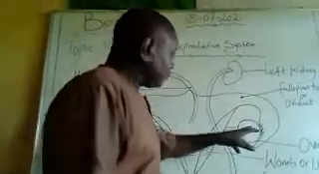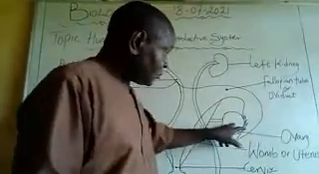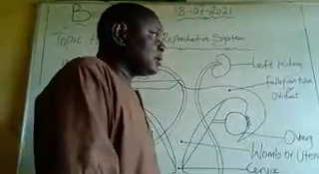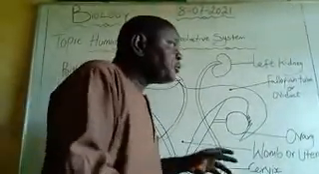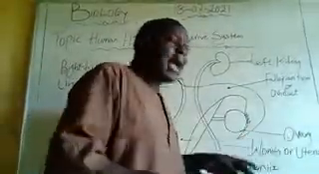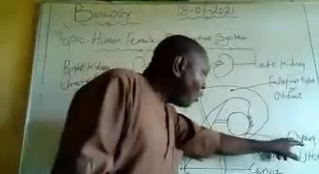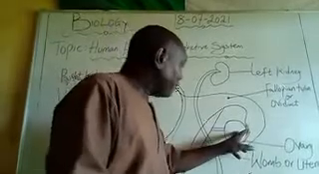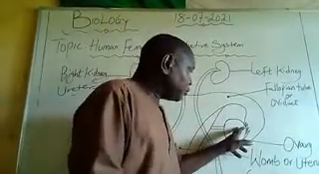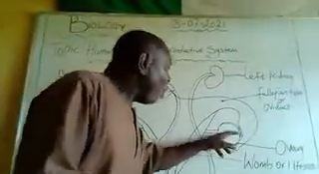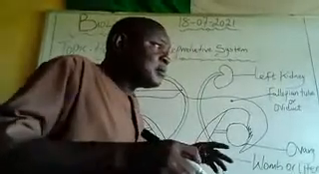As you can see, we have the ovary. Ovary is an organ in the human female reproductive system. It's an organ that produces eggs. We have the left ovary here, and we have the right ovary. Ovary produces eggs.